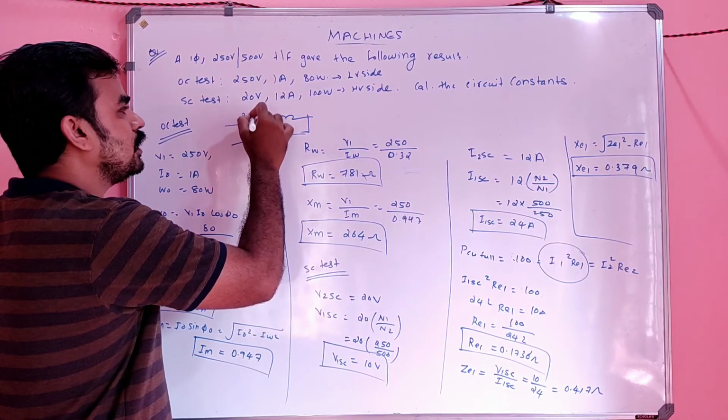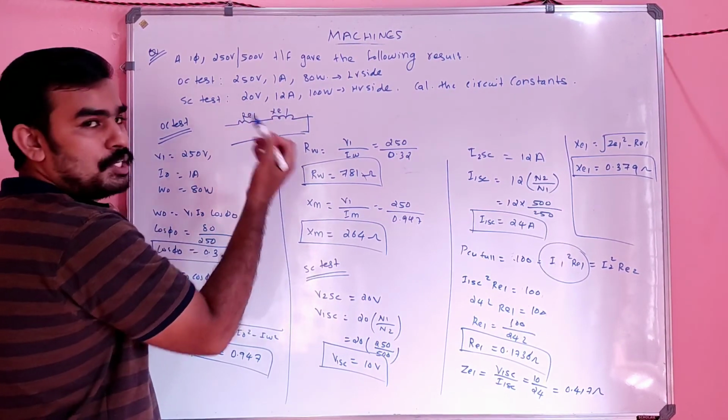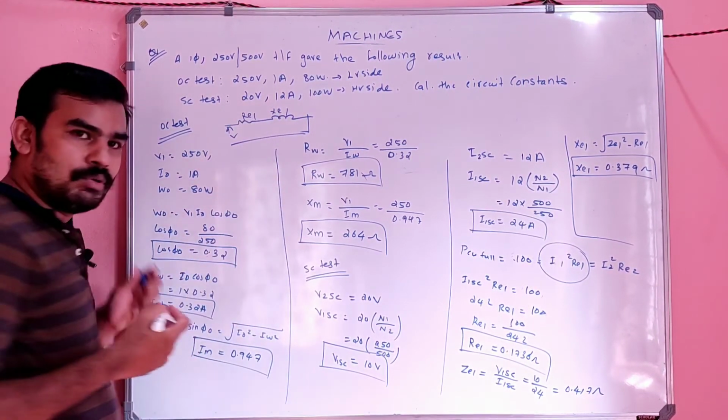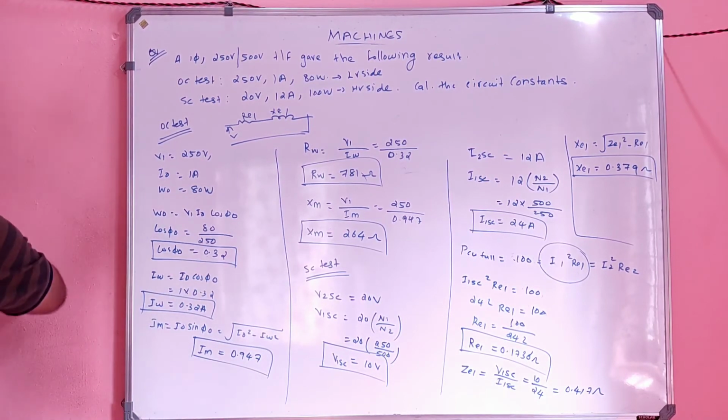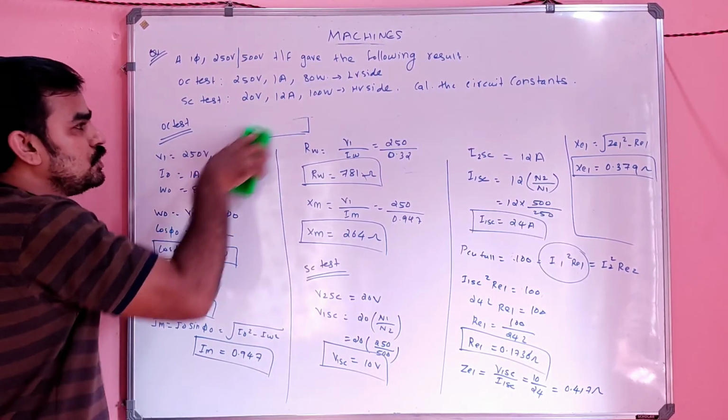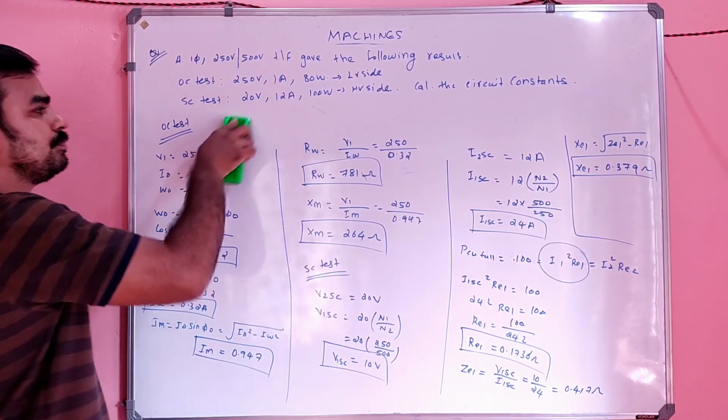You can't assume this circuit XE1. This is the equivalent circuit, right? You can't assume this circuit unless you do this conversion. That is why we have to convert this into standard values.